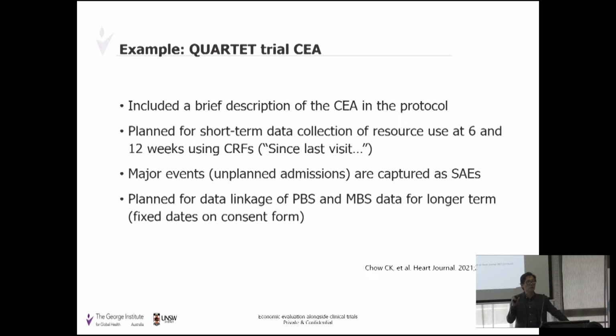So one of the ways in which people have tried to get around this issue is to develop a 4-in-1 pill. That has the advantage in terms of convenience, but also cost. So there's just one pill rather than paying for 4. And this was a cost-effectiveness study that was done alongside a Quartet trial. In the Quartet study, there was a brief description of the cost-effectiveness in the protocol itself for the trial. There's a plan for short-term data collection and resource use at 6 and 12 weeks using case report forms.